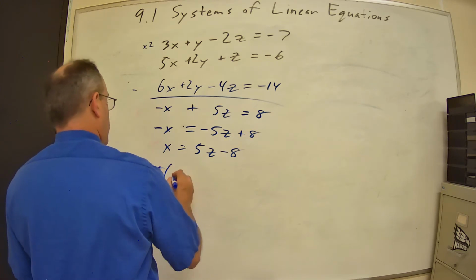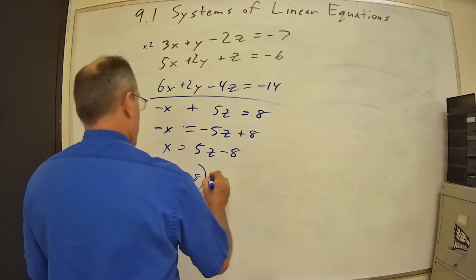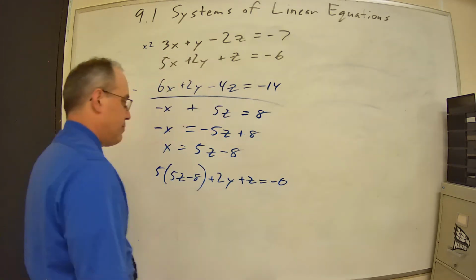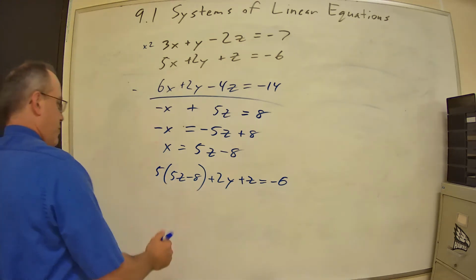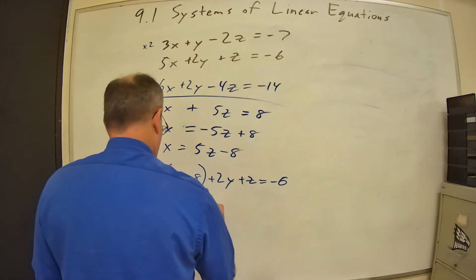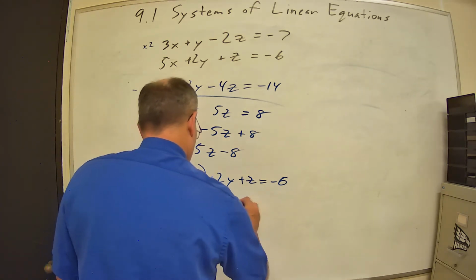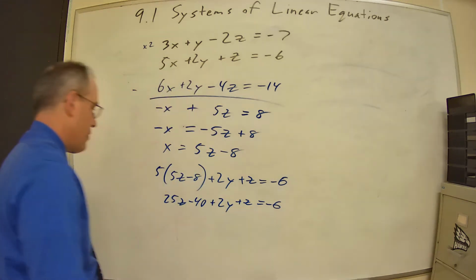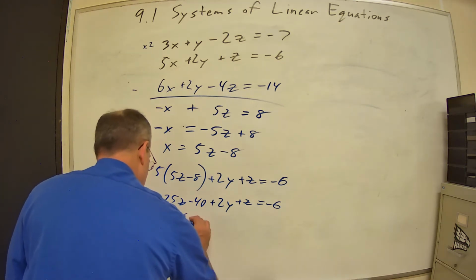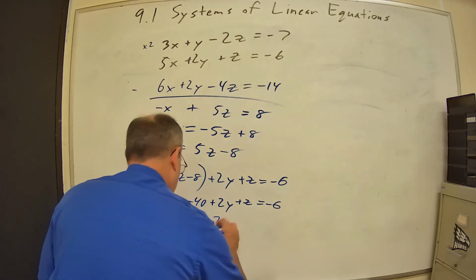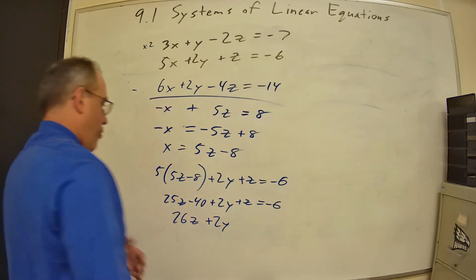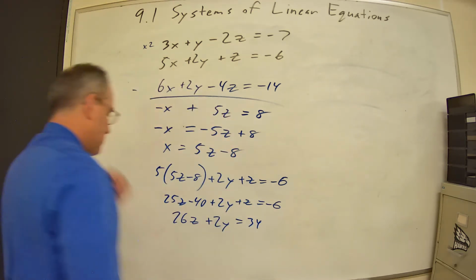So 5 times 5z minus 8 plus 2y plus z is equal to negative 6. 5 times 5z is 25z. 5 times negative 8 is negative 40. Plus 2y plus z is equal to negative 6. Combine like terms, 25z plus z is 26z, plus 2y. And if I add 40 to both sides, I get 34.